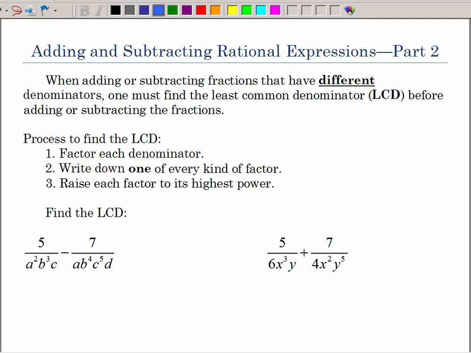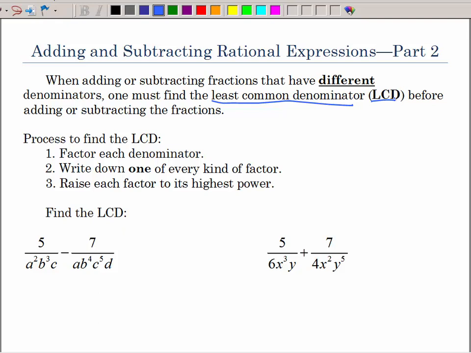In the second part of the video, we will be adding and subtracting rational expressions that have different denominators. And of course, that makes our work a bit harder because you have to find the least common denominator in order to add fractions that have different denominators. And of course, we're going to say LCD instead of least common denominator, a little bit long.